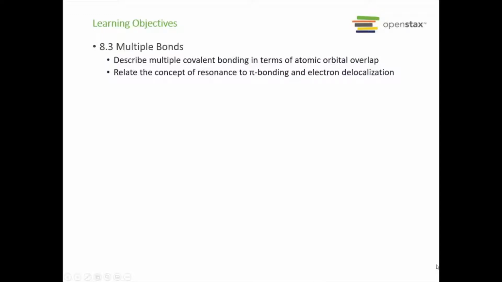Now we're on 8.3, multiple bonds. So in this section, we are going to describe multiple covalent bonding in terms of atomic orbital overlap and relate the concept of resonance to pi bonding and electron delocalization.